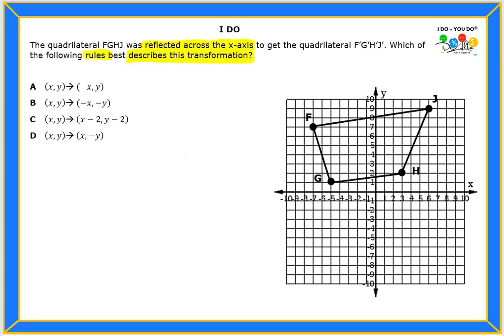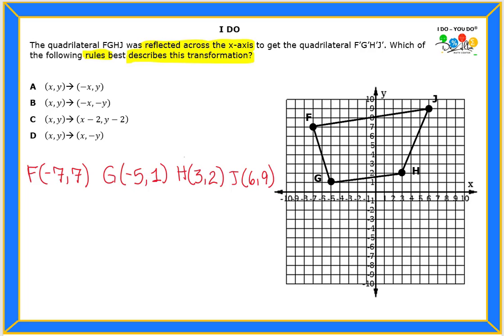So let's find the points that I need here. My point F, I'm going to write it down, is -7 and 7. My point G is -5 and 1. My point H is 3 and 2. And my last point J is 6 and 9.